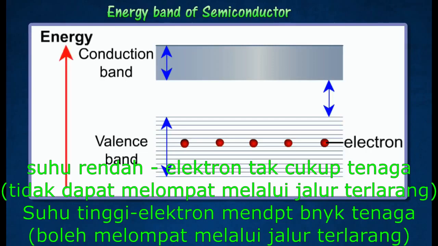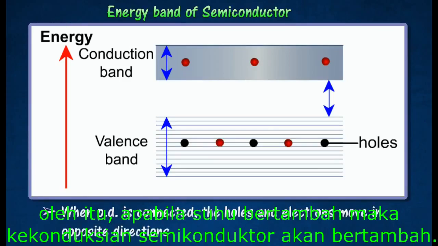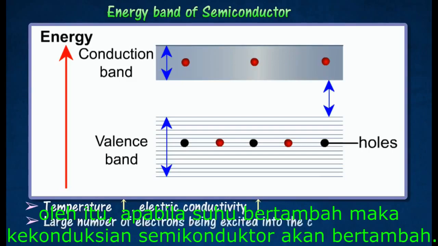At higher temperatures, electrons excited by heat energy can gain enough energy to jump from the valence band to the conduction band. When this happens, the electrons leave holes in the valence band. These holes behave like positive charge carriers, and can also move freely. When a potential difference is connected across a semiconductor, the holes and electrons move in opposite directions. Thus, both charge carriers contribute to the current that flows. As temperature rises, the electrical conductivity of the semiconductor increases, caused by a larger number of electrons being excited into the conduction band, leaving a larger number of holes in the valence band.